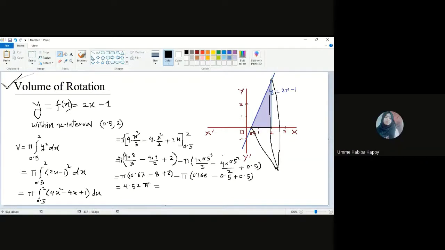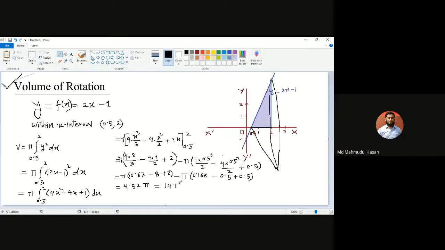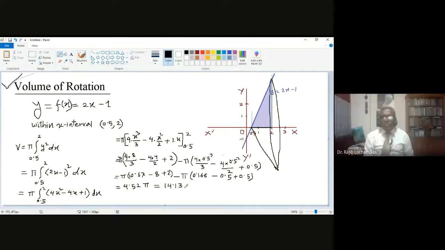So 14.13. Yes, sir. Okay, 14.13, sir. Okay, so 14.13 is the answer. So this will be unit cube. Okay, that is centimeter cube or inch cube, something like that. So it will be cube because it is volume.